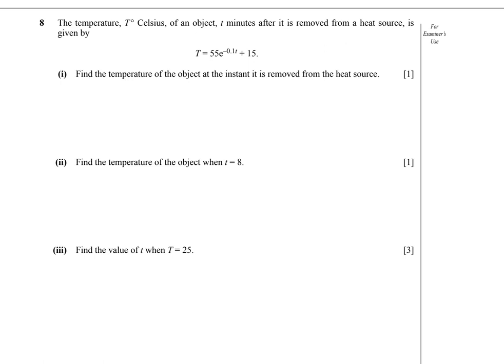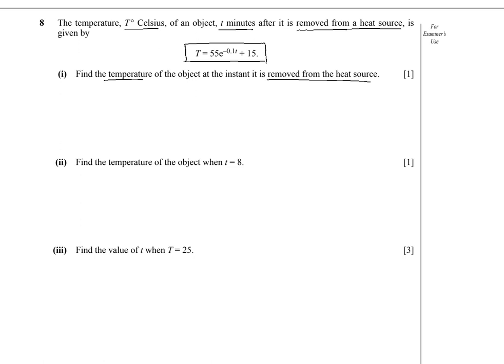Question 8. Here we have an object whose temperature is T degrees Celsius. After t minutes, the object is removed from a heat source, and they are related by the equation T equals 55 times e to the power minus 0.1t plus 15. For the first part of this question, we need to find the temperature of the object at the instant it is removed from the heat source.